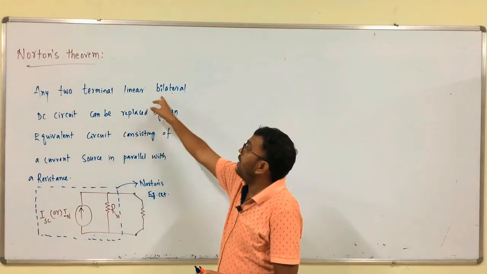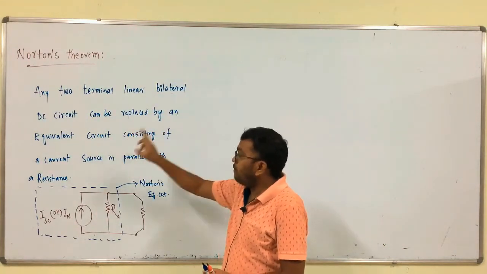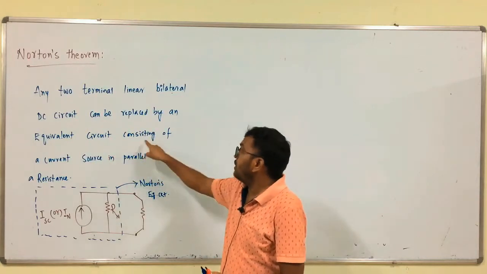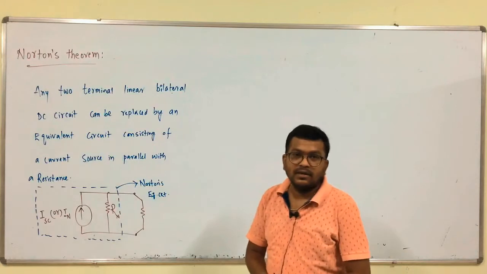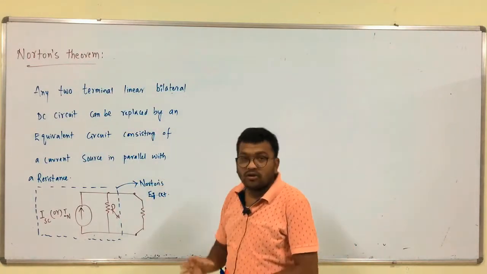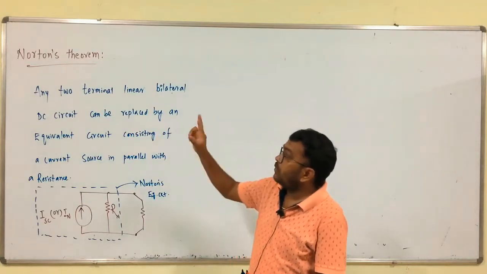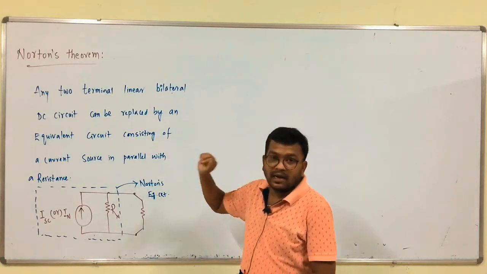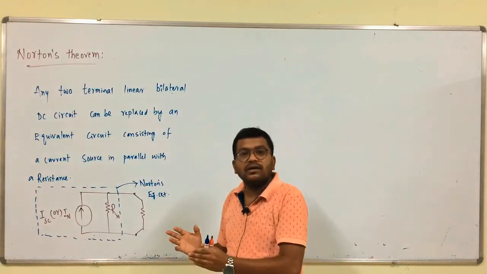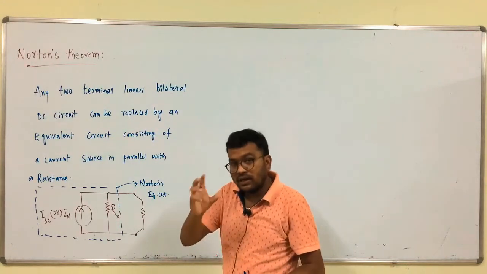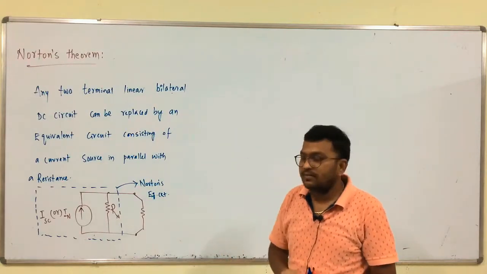any two terminal linear bilateral DC circuit can be replaced by an equivalent circuit consisting of a current source in parallel with a resistance. So, this is the statement for Norton's theorem, but in case of Thevenin's theorem, what is the statement? Any two terminal linear bilateral DC circuit can be replaced by an equivalent circuit consisting of a voltage source in series with a resistance.